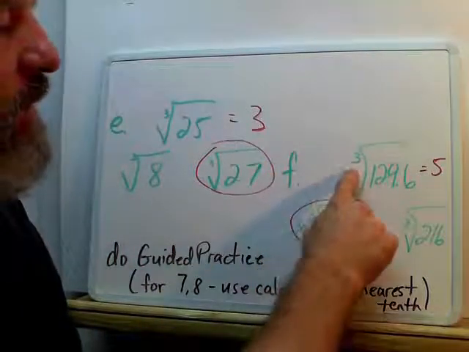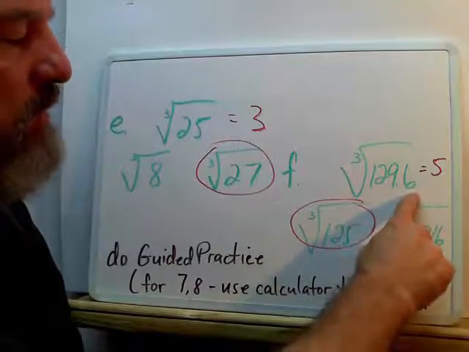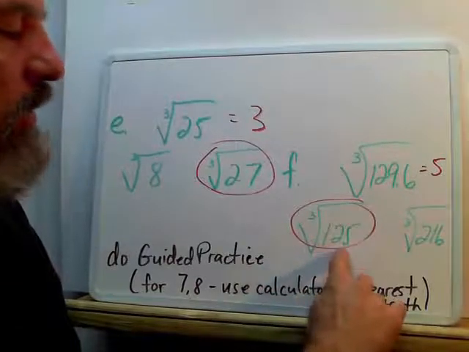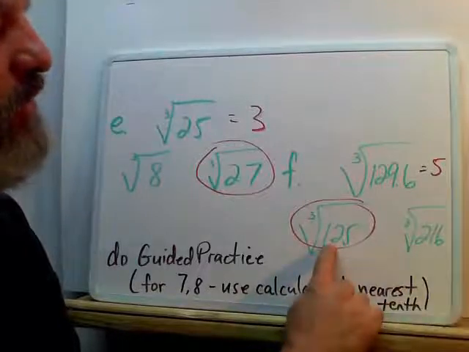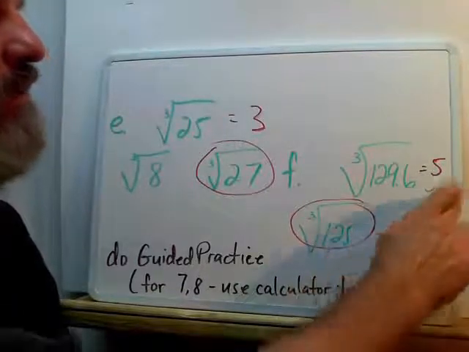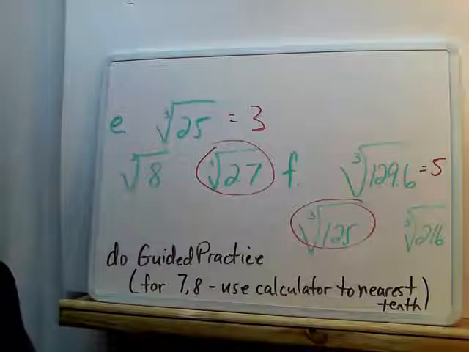Letter F, we have the cube root of 129.6. Below that, we have the cube root of 125. Above it, we have the cube root of 216. Again, we're much closer to here. Cube root of 125 is 5.